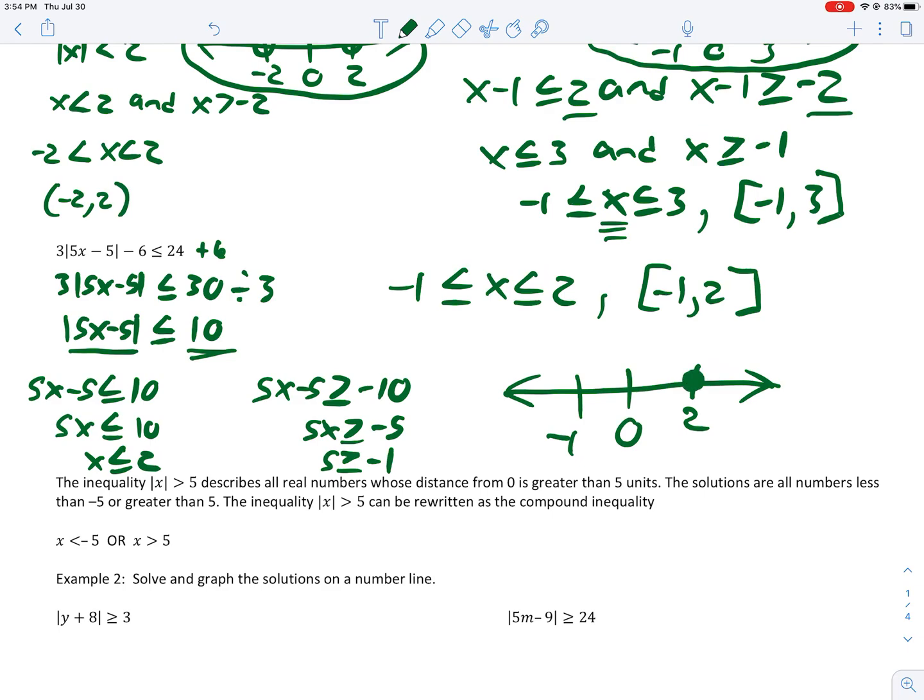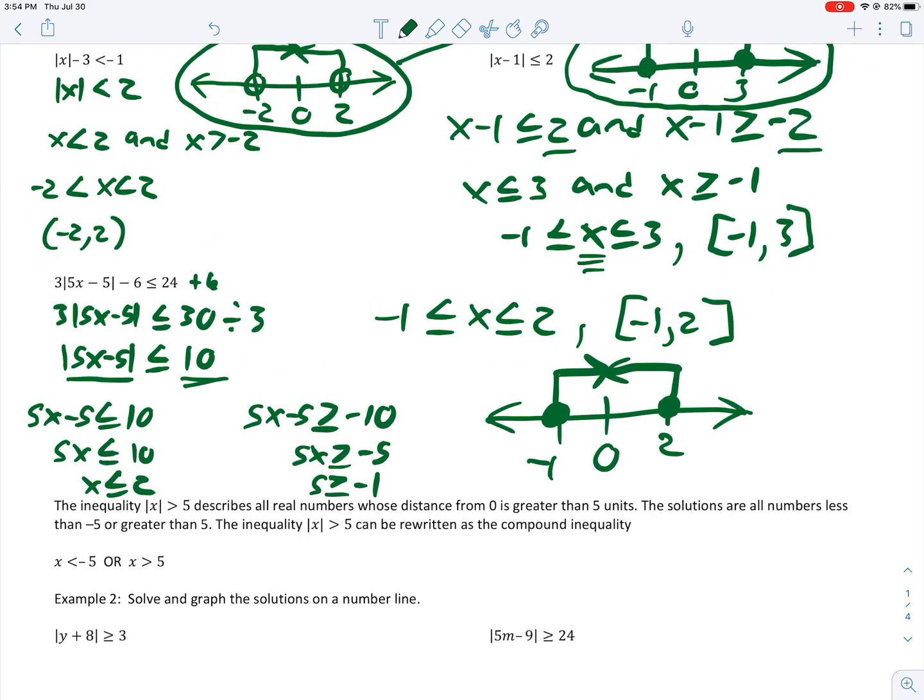And on a number line, again, 3 numbers. We have 2, negative 1, and pick a number in the middle. There are solid dots because it's less than or equal to. All the numbers less than 2 are to the left. All the numbers greater than negative 1 are to the right. And you get the same diagram that we got on the last two.